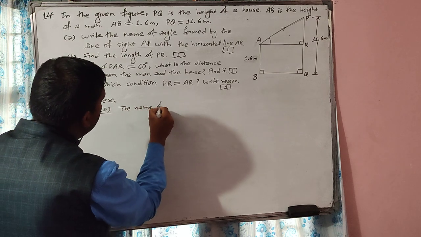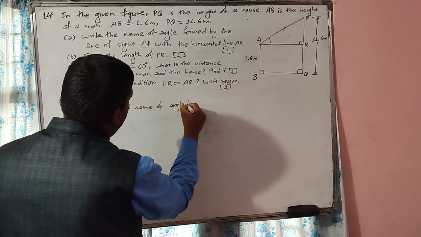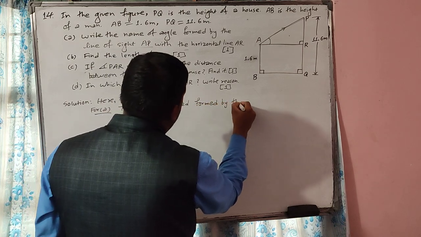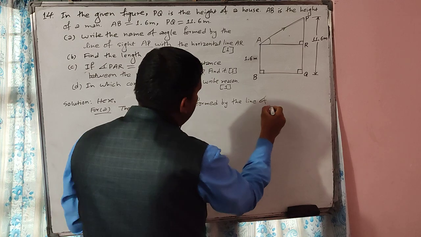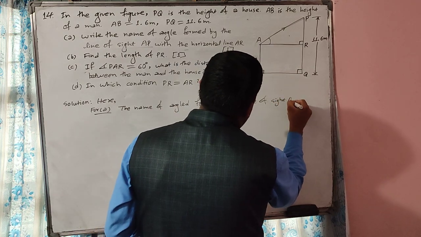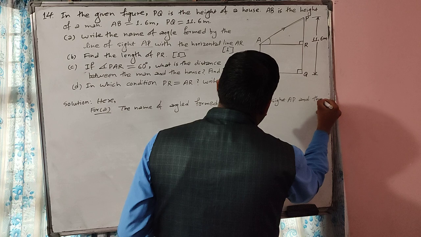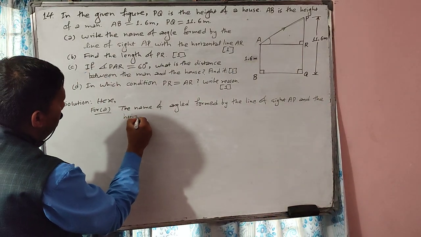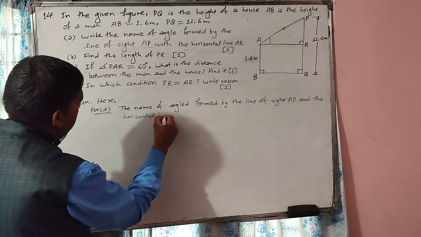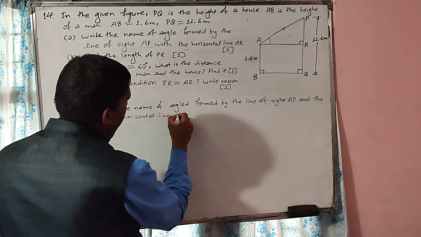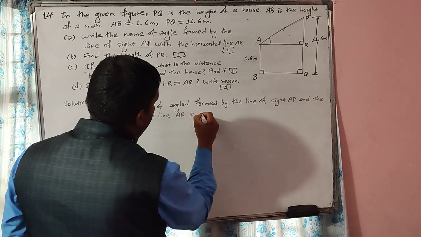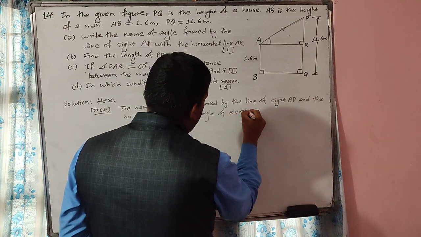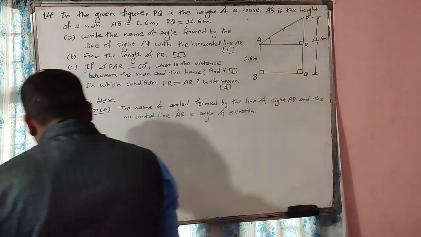The name of the angle formed by the line of sight AP and the horizontal line AR is angle of elevation.